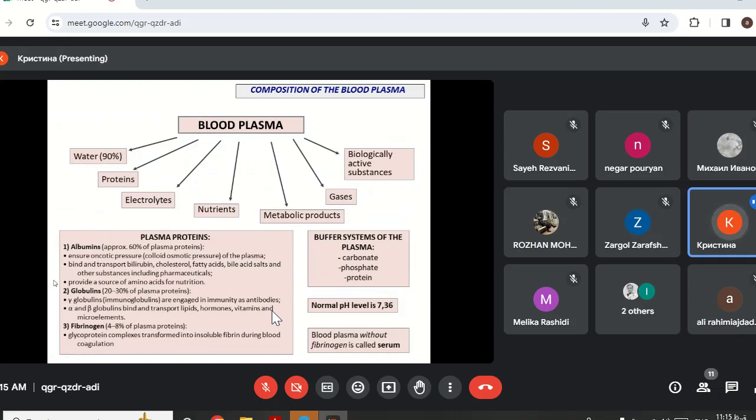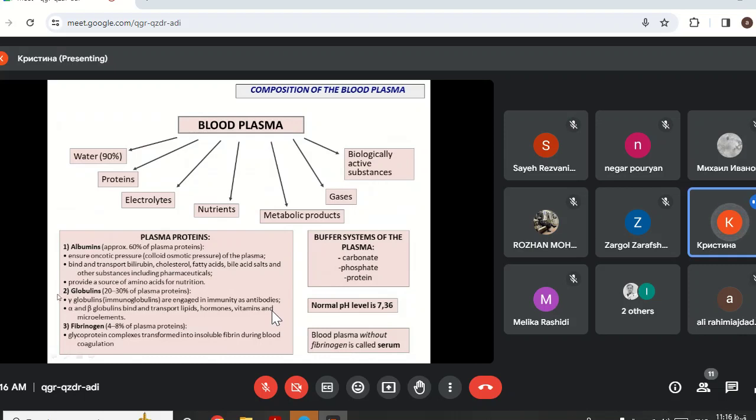Also, albumins provide a source of amino acids for nutrition. Albumins are proteins, so they consist of amino acids, and when we have a lack of food, for example, as a result of starving, the albumins from blood will be taken by the cells of our body and broken down into amino acids, and amino acids will be used by the cells of our body. So albumins are the storage for amino acids.